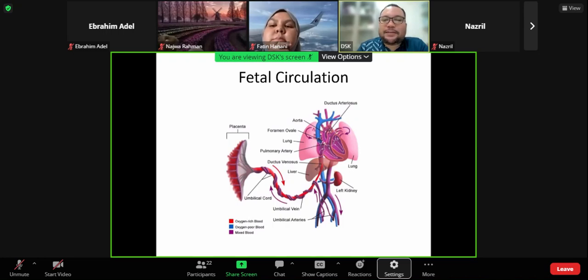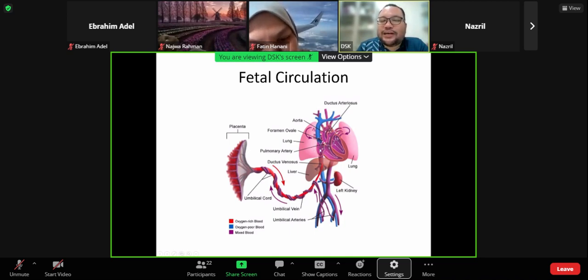And purple is the mixed blood. So from the placenta, it goes through the umbilical vein, through the ductus venosus. Just here at the ductus venosus, it enters the inferior vena cava, then goes through the right atrium. From the right atrium, the majority will bypass and go into the left atrium.